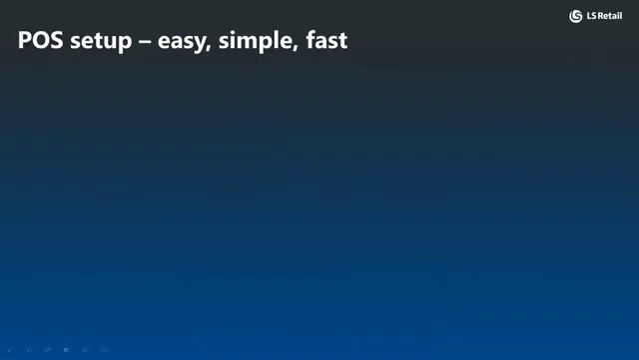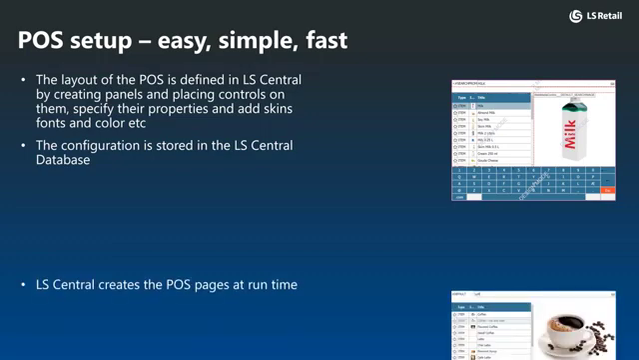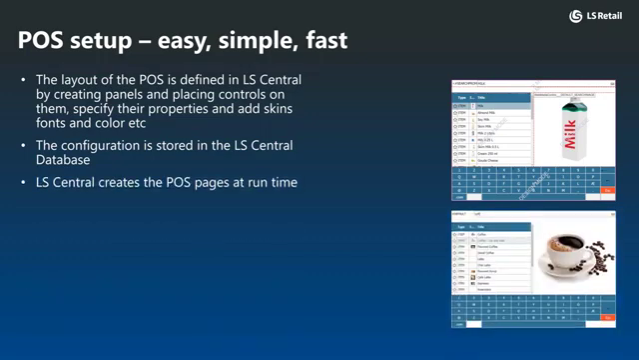Now the POS setup is easy, simple, and fast. The layout of the POS is defined in LS Central by creating panels and placing controls on them, specifying their properties, and then adding skin, fonts, color, etc. The configuration is then stored in the LS Central database, so it's very easy to define and maintain the layout centrally. LS Central then creates the POS pages at runtime.